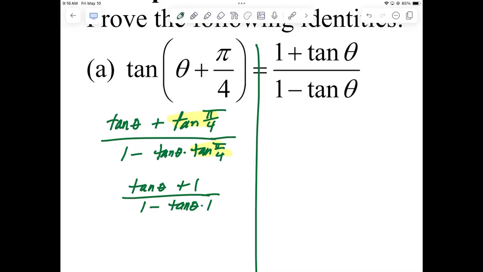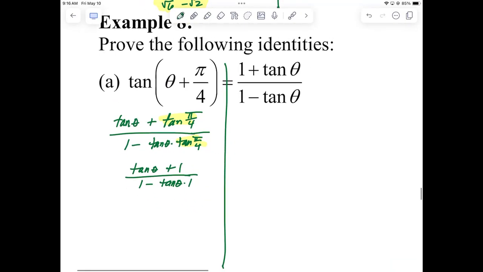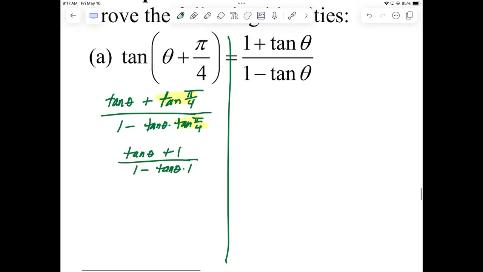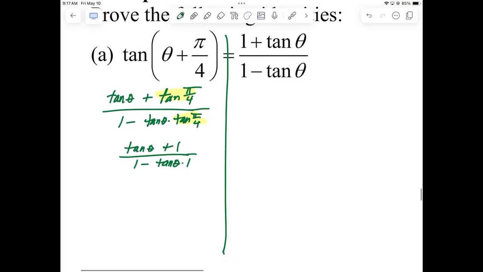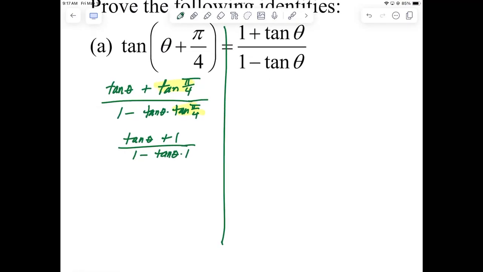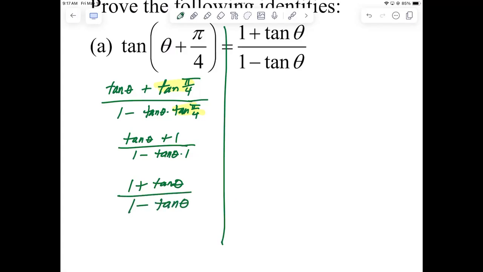Is that the right side? Oh, it's so close. All I have to do in the numerator is switch them around, which is the commutative property of addition. 1 plus tangent of theta, and in the bottom, anything times 1 is itself, so I get 1 minus tangent of theta, and then it's fear the factor horn.